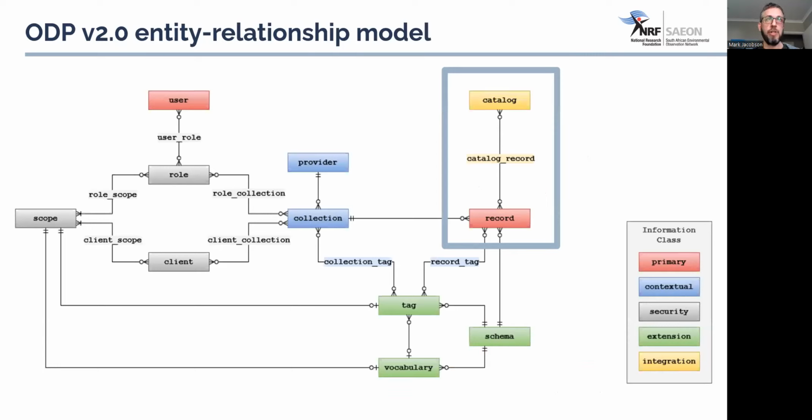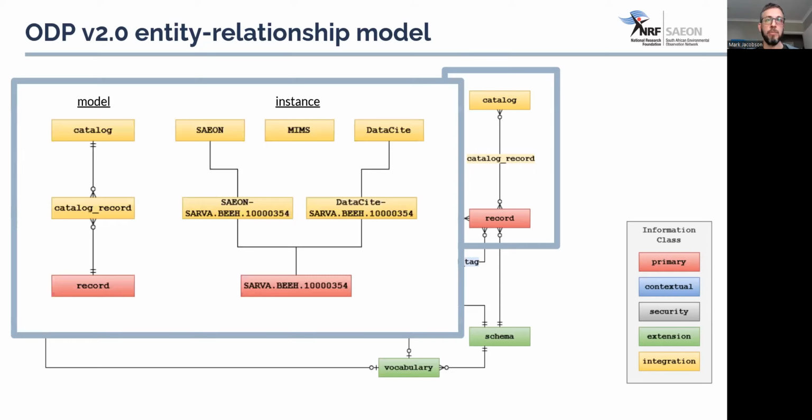ODP version 2 introduces the concept of a generic catalog, and the catalog has a multi-way relationship with the ODP metadata record. This is also known as a many-to-many relationship. Now let's zoom in on the catalog record relationship. In the expanded notation, we can visualize the many-to-many connector as two separate one-to-many relationships with the catalog record association table in between. What this association table allows is a distinct published record for every catalog instance.